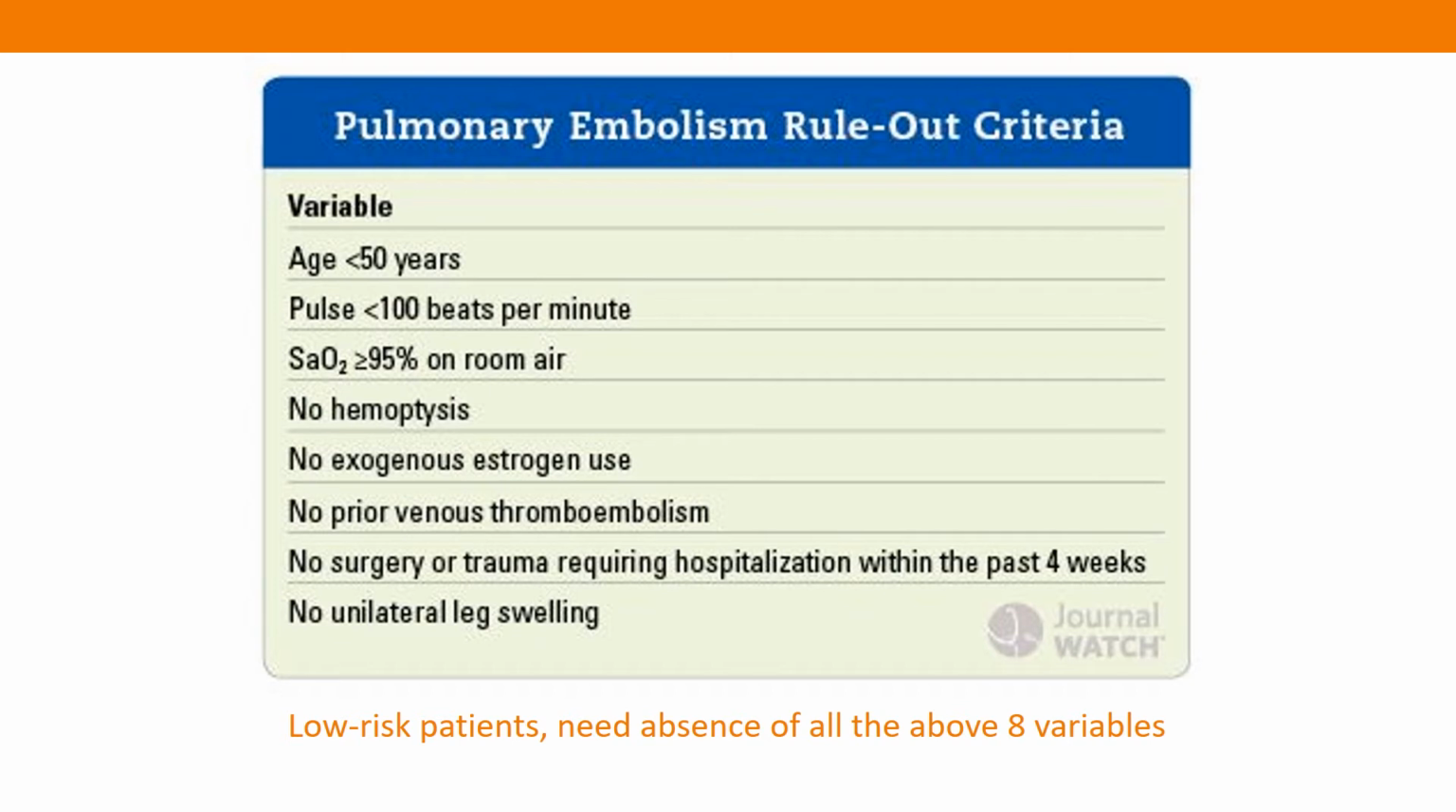And so you have to have absence of all of the 8 variables. You have to be less than 50. You have to have no tachycardia, you have to have normal saturations, you have to have no hemoptysis, no exogenous estrogen use such as the HRT or the pill, no prior VTE, no surgery or trauma within the past 4 weeks, and no unilateral leg swelling.